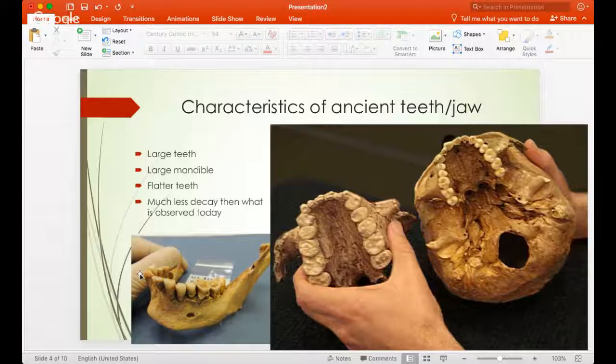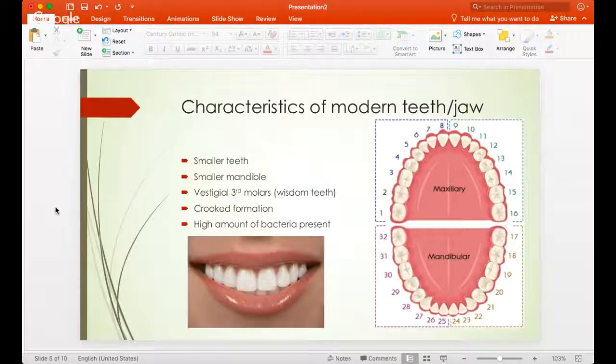Now, some of that comes with time and age, but they found that overall their teeth are actually much flatter. A lot of that has to do with the diet, which we'll get into in a bit, just talking about the need for this type of shape of tooth.